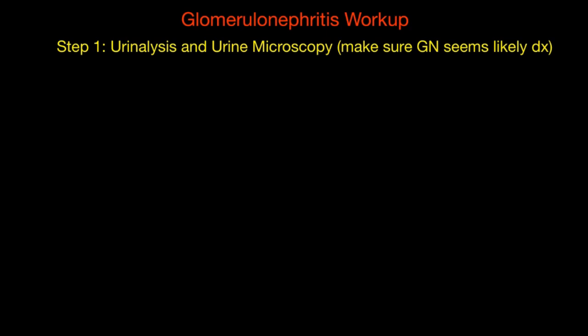Okay, let's talk about how to work up the patient with glomerulonephritis or someone you suspect may have glomerulonephritis. I like to say that obviously step one, make sure you did a urinalysis and at least looked at the urine microscopy just to make sure that GN is on the differential, that it seems like a possibility.